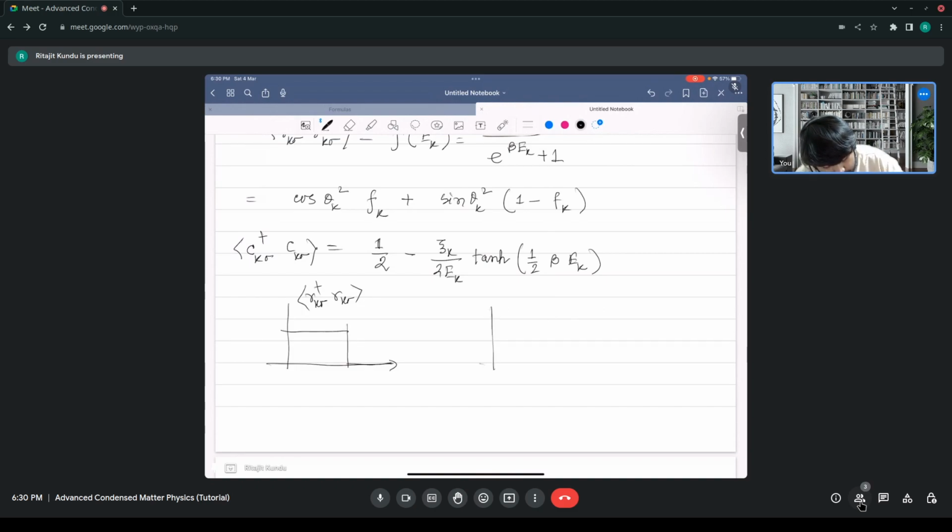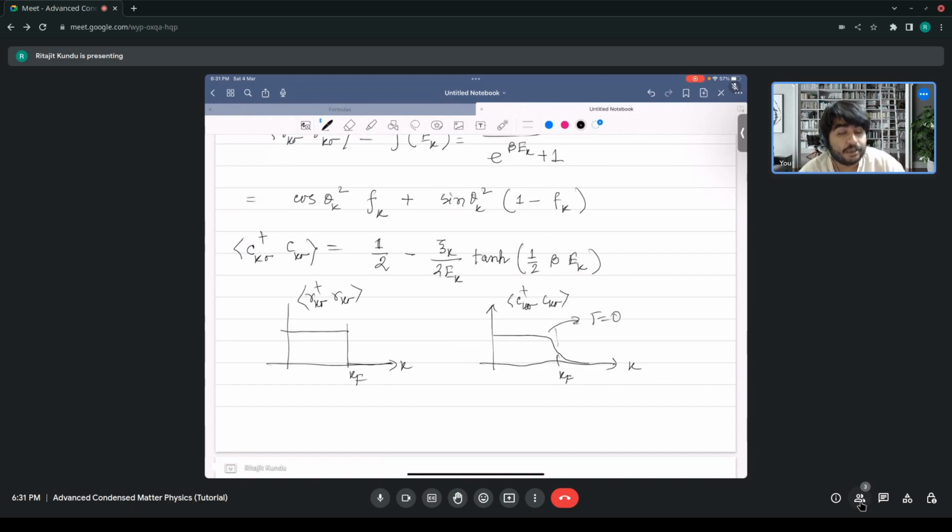But if you try to plot this quantity, k (this is kF), which is c_kσ† c_kσ, you will get something like a smeared-out Heaviside theta function. This is what you get even at T equals 0. Even at zero temperature you have this smearing.